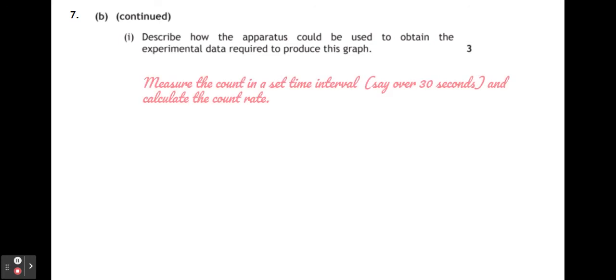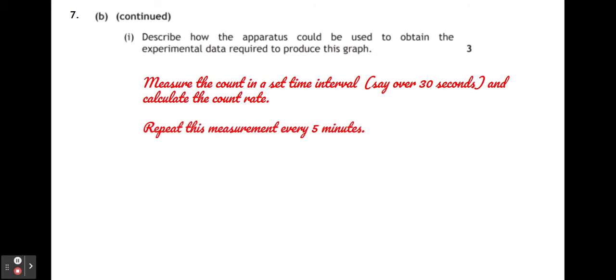So what we need to do is measure the count in a set interval, say over 30 seconds, and calculate the count rate in counts per minute. Then we're going to repeat this every 5 minutes for, say, 35 minutes, as that's the length of time given on the graph. That would give us 7 data points.